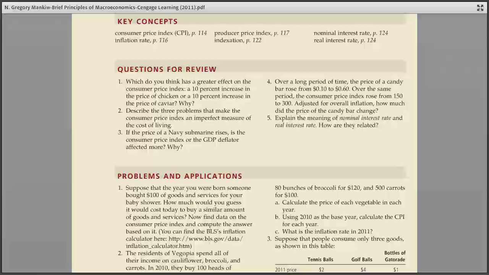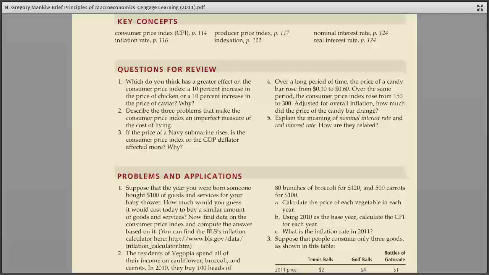Explain the meaning of nominal interest rate and real interest rate, and how they are related. The nominal interest rate is what banks are offering. The real interest rate is the nominal interest rate minus the inflation rate. That way we will find the real interest rate. So let's try to solve this problem.